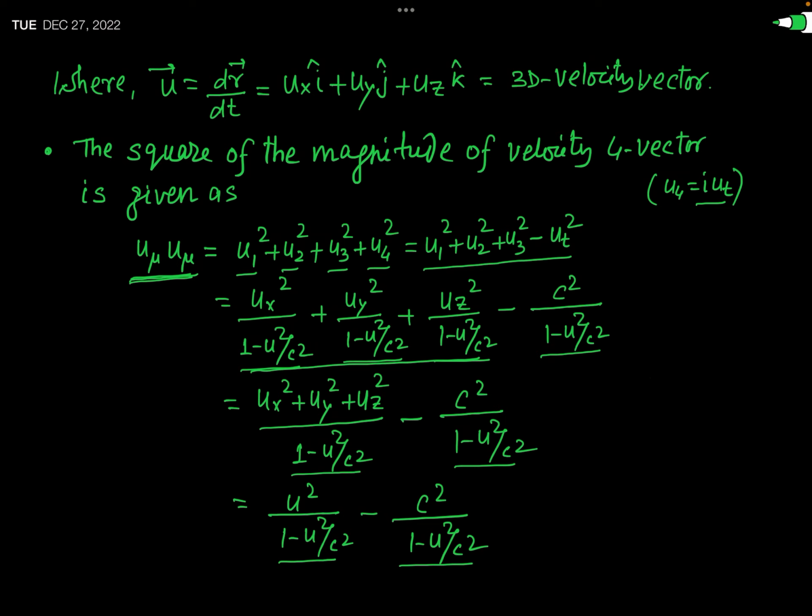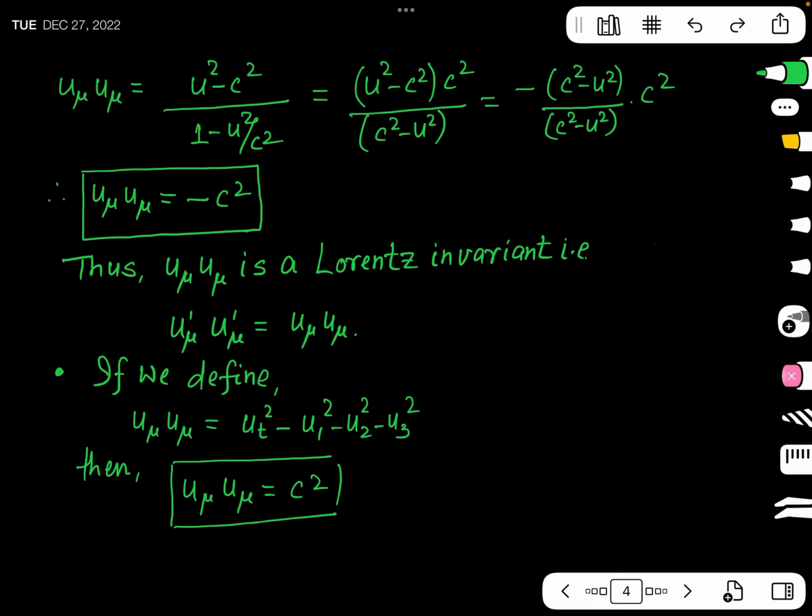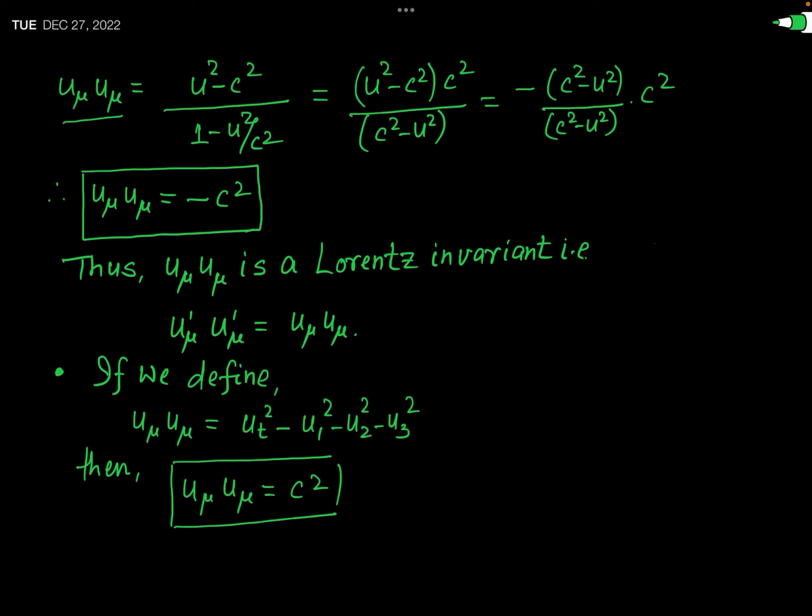Now let us take the LCM and simplify this result. You can see this will be simply u square minus c square over 1 minus u square by c square. See here, I have taken the LCM and the result is u mu times u mu equal to u square minus c square over 1 minus u square by c square. Now when you take the LCM, this will be c square minus u square divided by c square. So that c square in multiplication will be in the numerator.